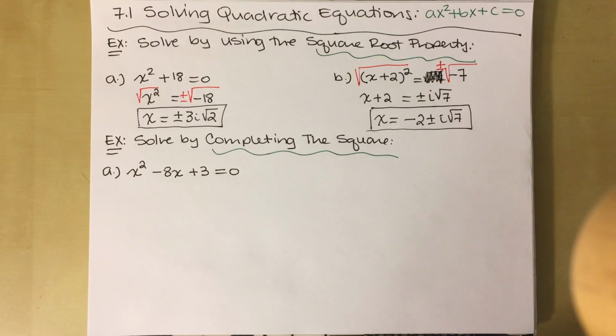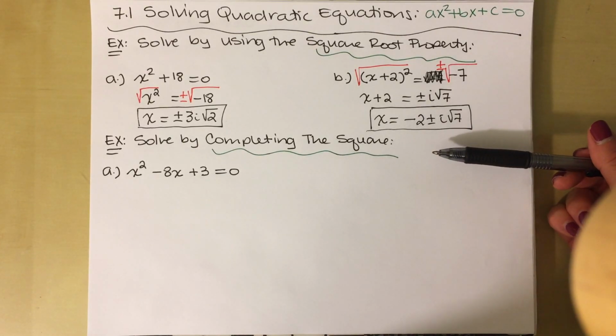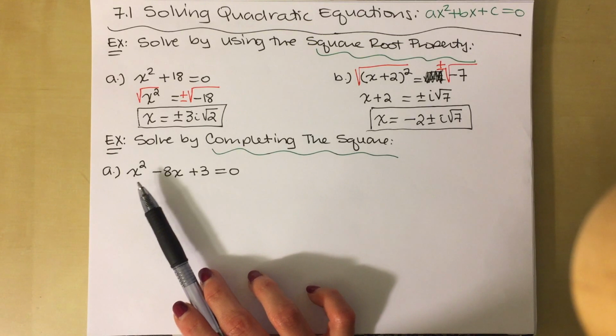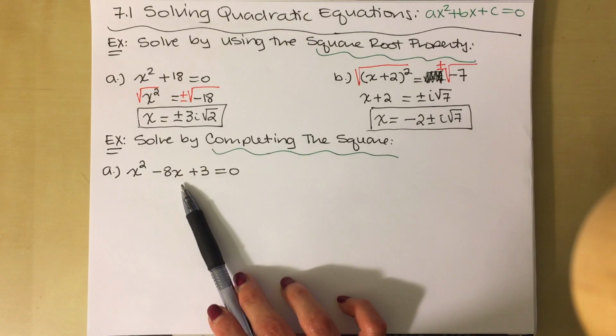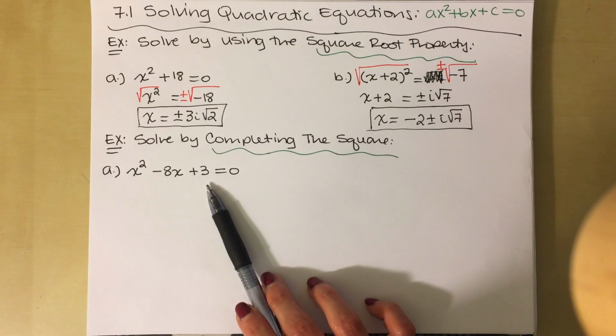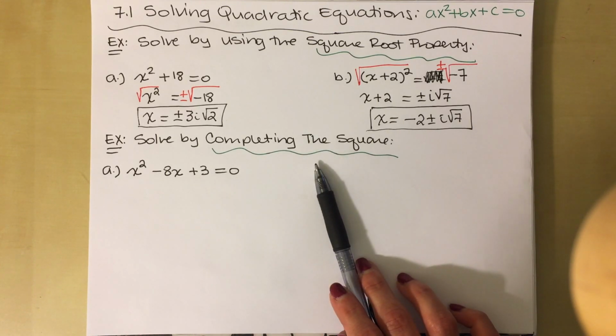Okay, the next part, last part of this section, is to solve by completing the square. So here is an example. I have a quadratic equation. We have both x squared and x, and there is no way to factor this trinomial according to what we've done before. So there has to be another way to solve, and that is to complete the square.